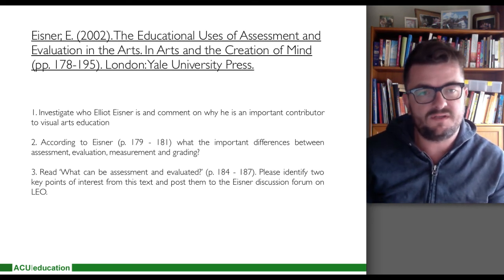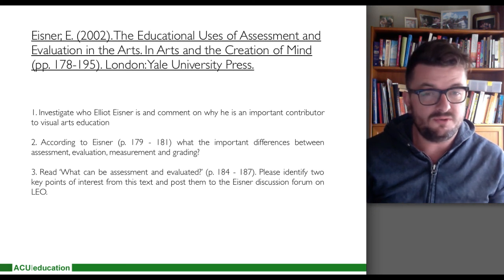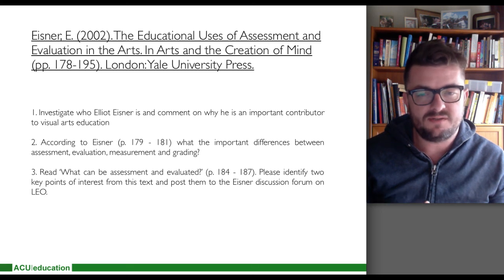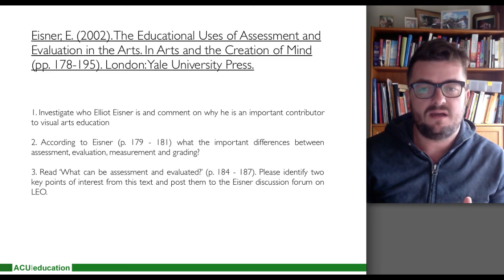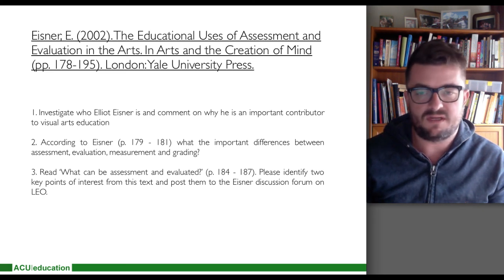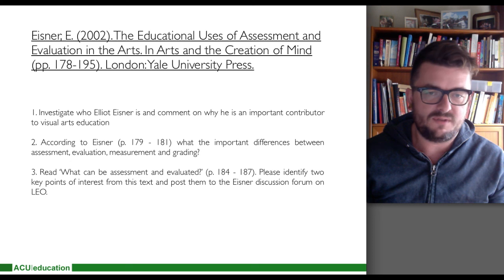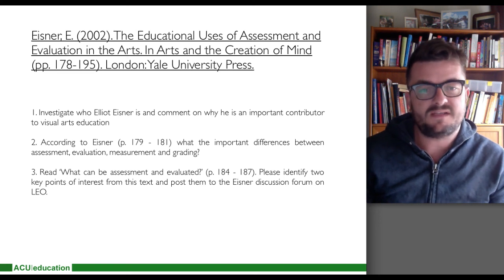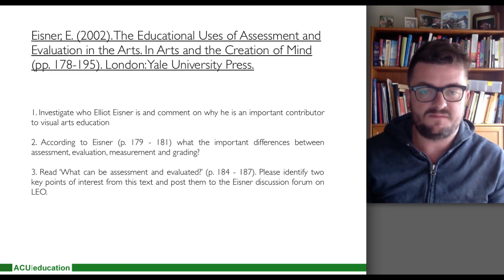I'm just looking for 2 things that have bounced out at you and struck you as being important or doable, contentious, of interest, whatever it may be, in terms of visual arts and assessment. And I'd like us to use that forum as a way of discussing those particular points of interest. You don't need to go in and out of it for weeks on end. Just have a look at maybe what one other person or 2 other people have written and make a short comment based on what they've written as well. Okay, so that's the first thing that I'd like you to do in terms of assessment.